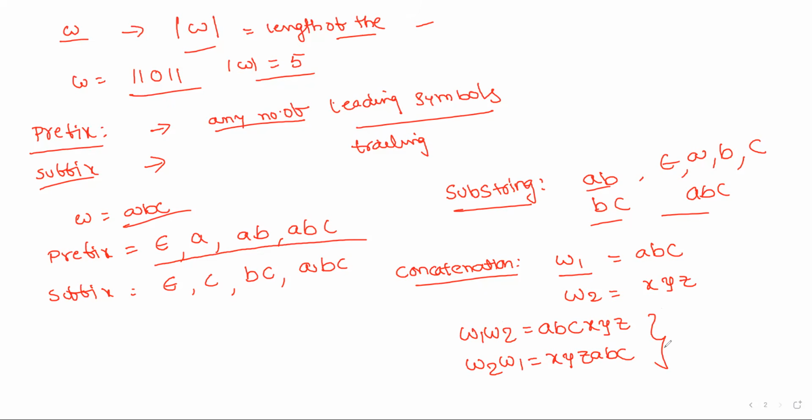Okay. Now, two terms are completed. Two basic points. What are the two basic points? What is an alphabet? What is a string? What are the operations that are performed on the strings?